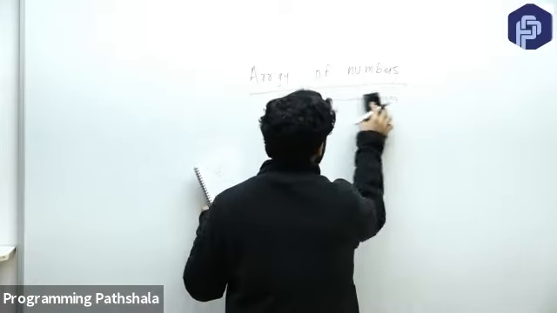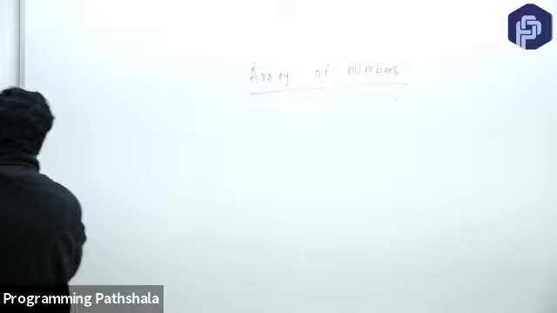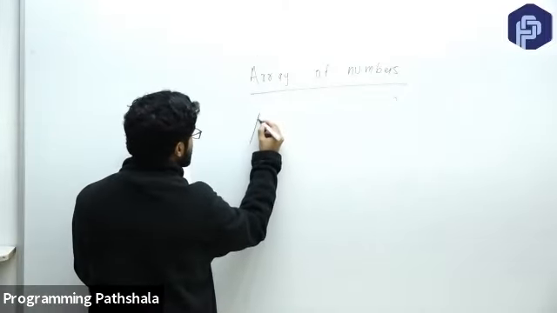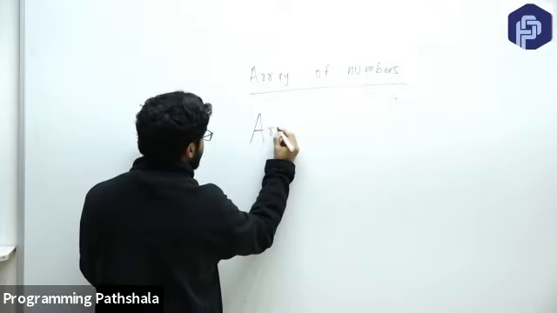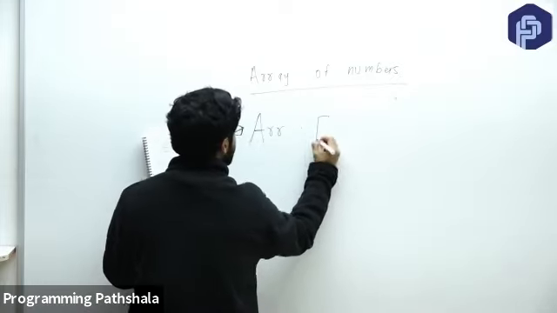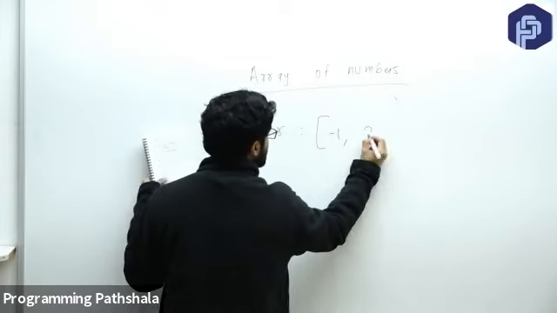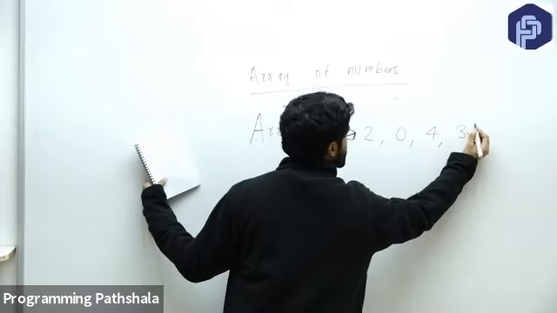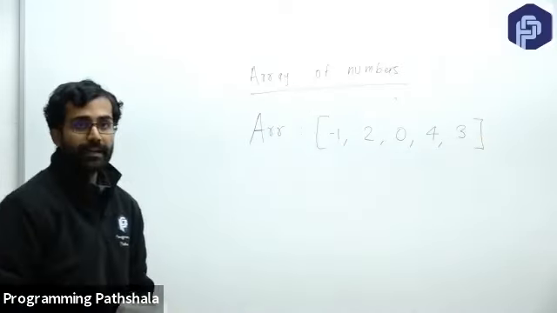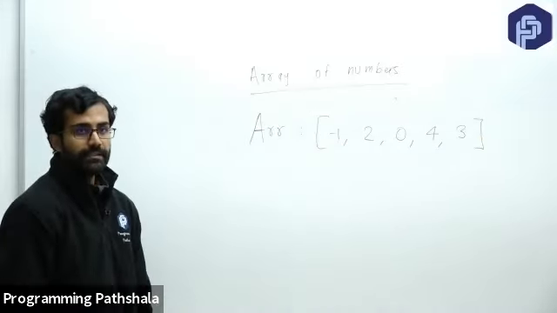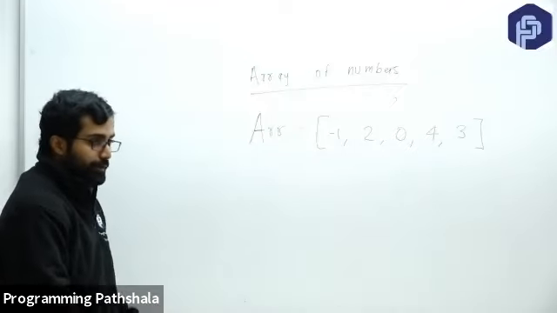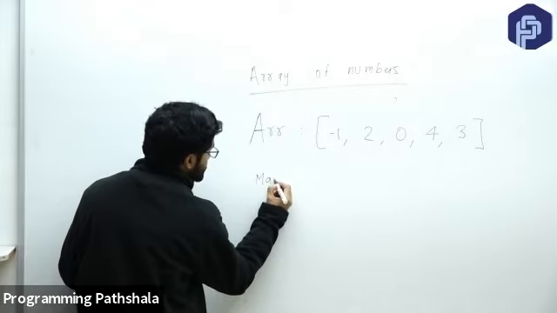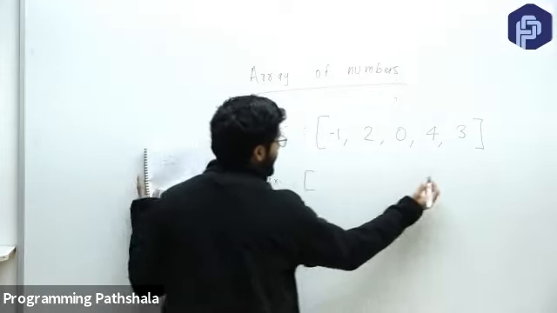Okay guys, so based on what we have just done, let's take an example of another array. So let's say my array contains numbers like -1, 2, 0, 4, 3. Okay, let's say these are the elements of the array. Now what I want to do, I want to create another array called max.